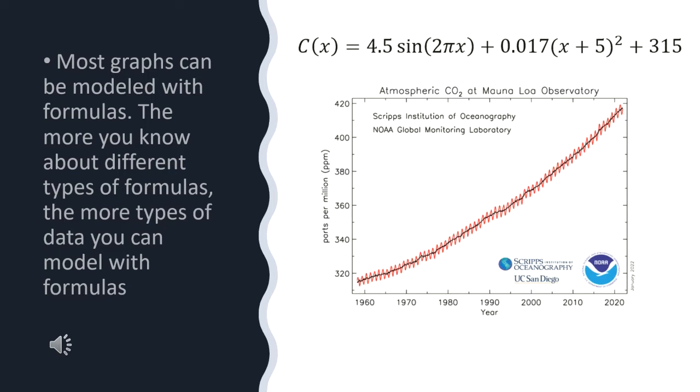So the function 4.5 times sine of 2 pi x plus 0.017 times the quantity x plus 5 squared plus 315 is actually a formula that models this data fairly closely. Now, we're studying college algebra, and so sine is an example of a trigonometric function in the next class that you will take, so we will not be studying sine waves. But the point of this slide is to illustrate that pretty much any data really can be modeled with a formula. You just have to know enough about various types of formulas and how to model.